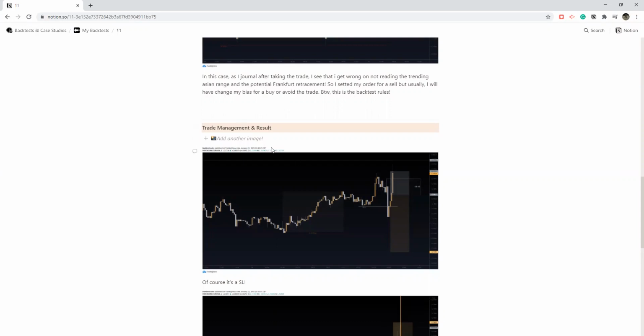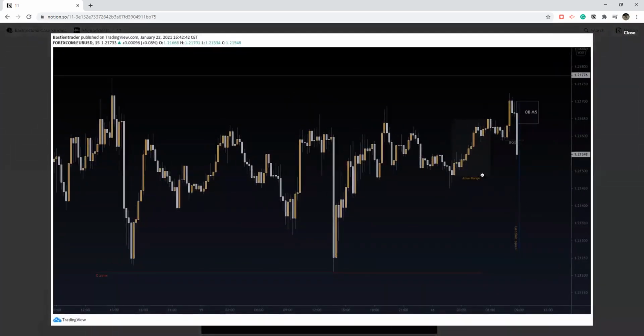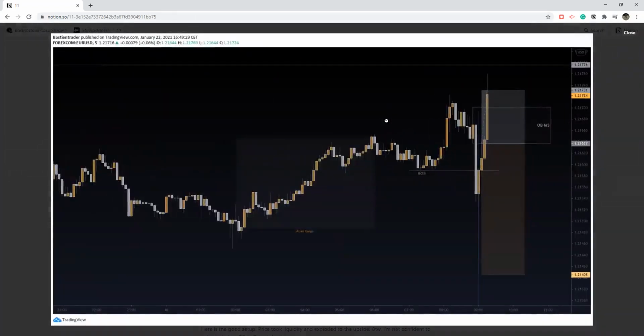So I set my order for sell, but usually I have changed my mind as to what the trade. Yeah, a trending Asian, little pullback, strong push above, and then a strong push back below. It is tricky. If I was you, I would just skip the trade or look for shorts because we have this 15-minute break. Let's see. Yep. So this was your London Open. So you got in a little bit late, then London opens and boom, it takes you out.